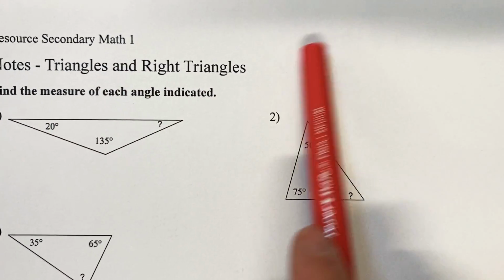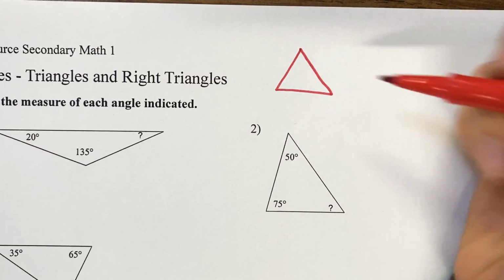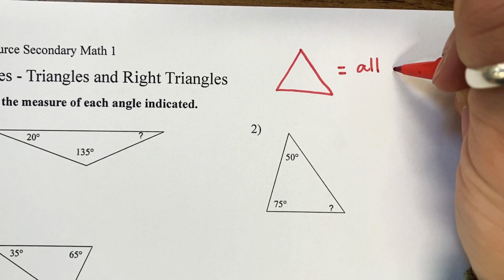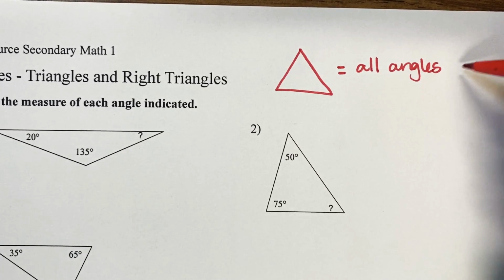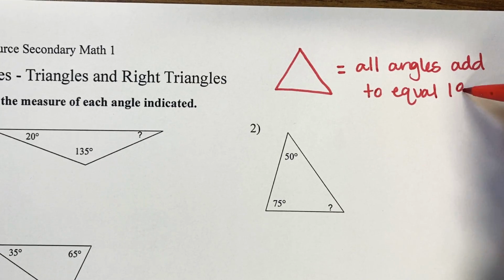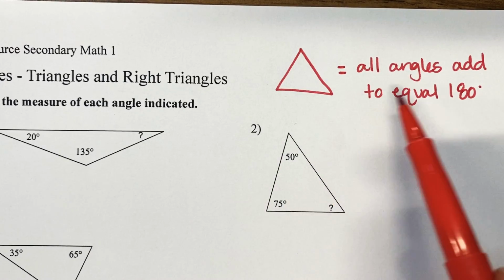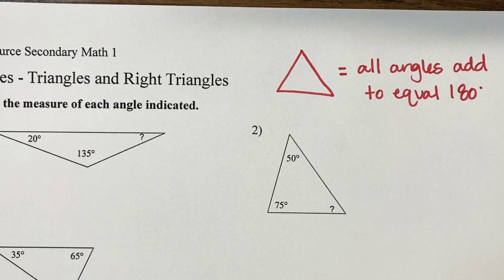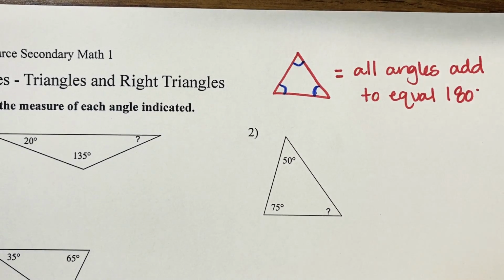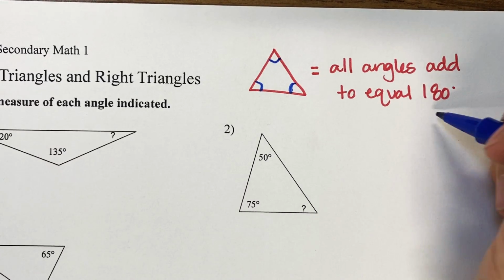Okay, so the one important note we need to make on our notes is that every single triangle, no matter what it looks like, so I'm just going to draw a very generic triangle. No matter what it looks like, all of the angles, so let's make this note on our paper. All angles add to equal 180 degrees. No matter what type of triangle it is, all three of their angles will add up to 180 degrees. So we see that there are always 3 angles in a triangle. 3 sides, 3 angles. No matter what degrees these angles are, all 3 of them are going to add up to 180 degrees.